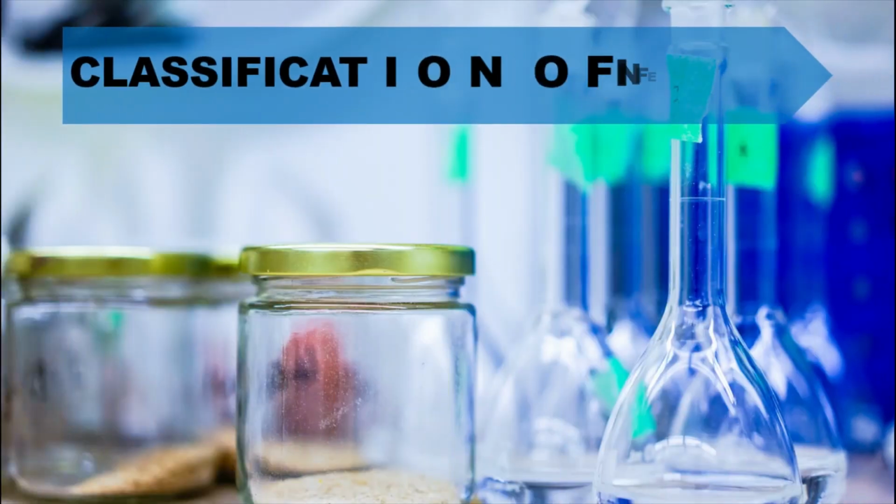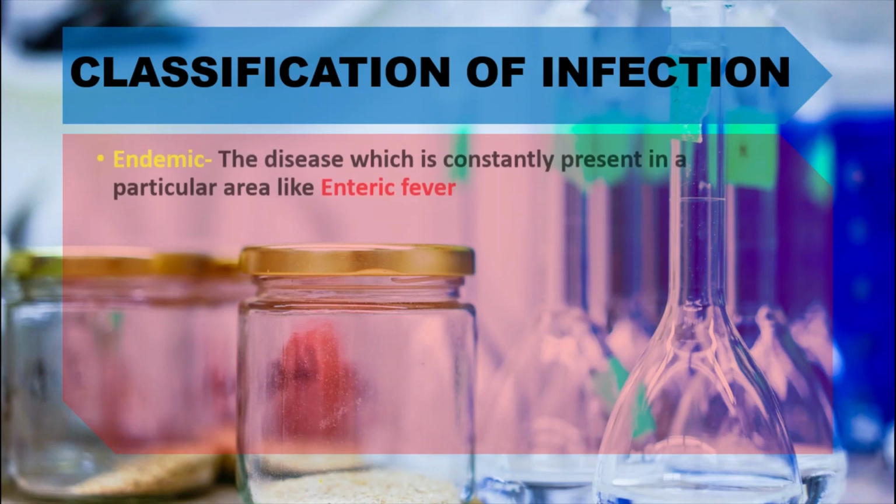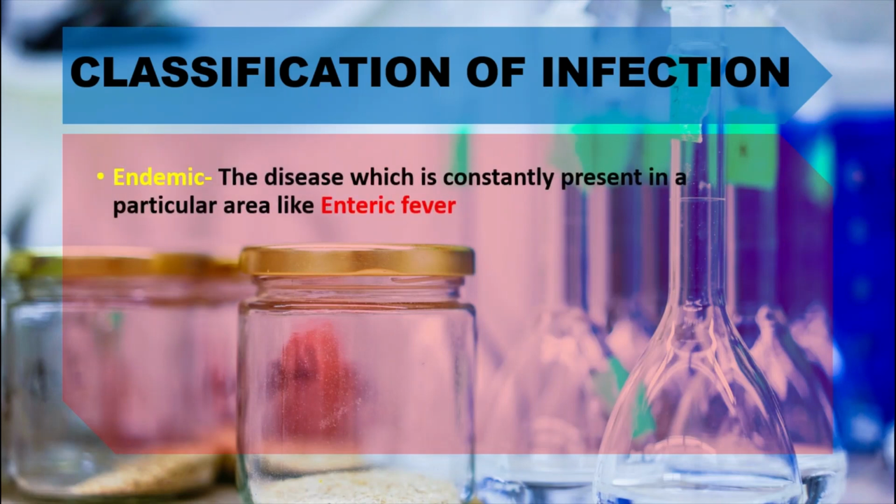In the other case, the infection may be classified as epidemic, endemic, and pandemic. Here first we'll see the endemic: the disease which is constantly present in a particular area, like enteric fever, is known as an endemic infection, where people are suffering in a particular region with enteric fever.